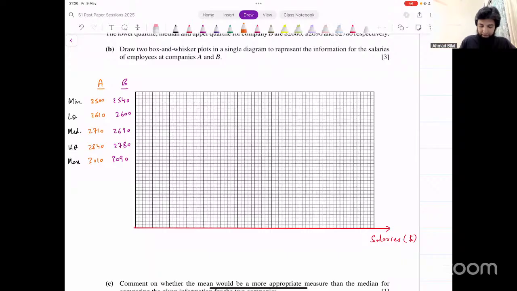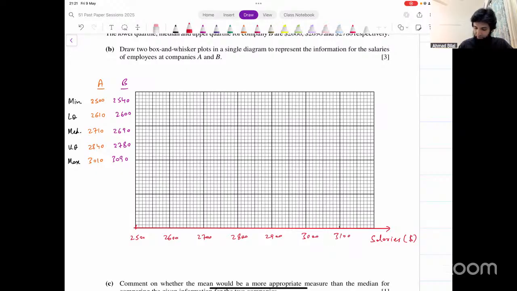Okay, so choose any particular row for A and mark those points. Now you have to choose the scale appropriately first as well. The lowest value in the data that you have to represent is 2500, and the maximum value in the data that you have to represent is 3090. So you can take a scale like this. You can start from 2500, and then you have 2600, 2700, 2800, 2900, 3000, and 3100.